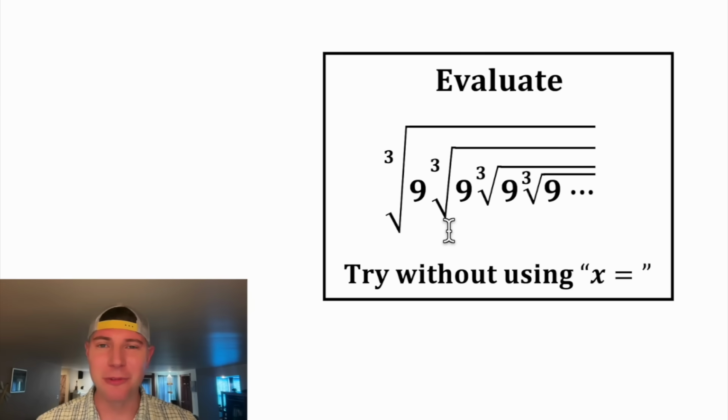Hey guys, this looks like a fun one. We're trying to simplify this nested radical. It's the cube root of 9 times the cube root of 9 times the cube root of 9 times the cube root of 9 going on forever. If you want to try it on your own, pause it right now because I'm going to solve it in 3, 2, 1.